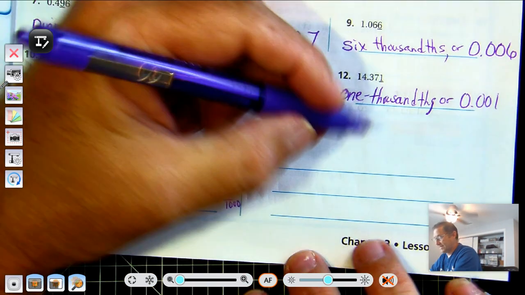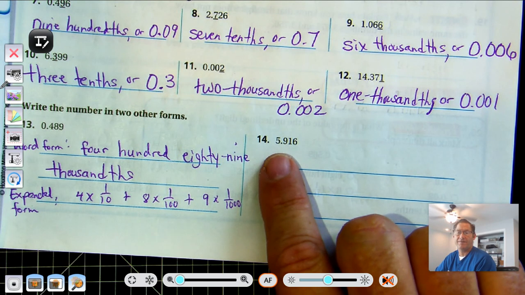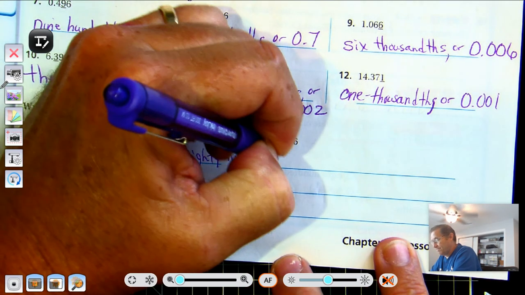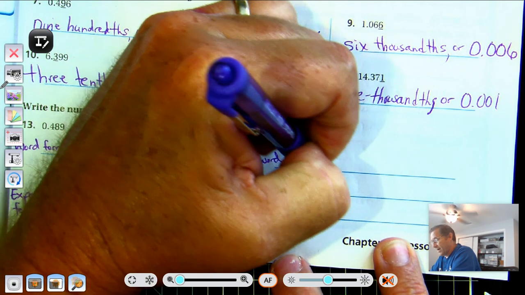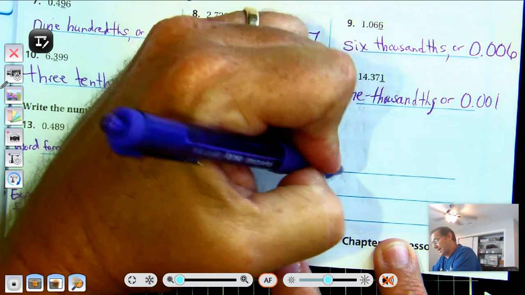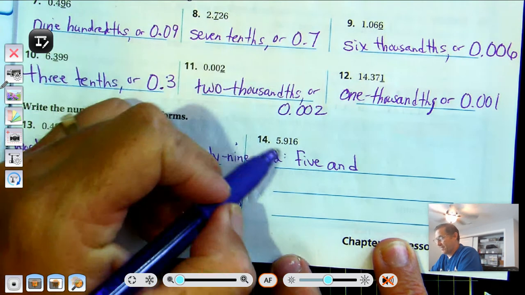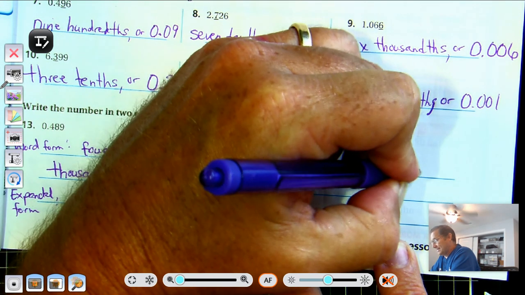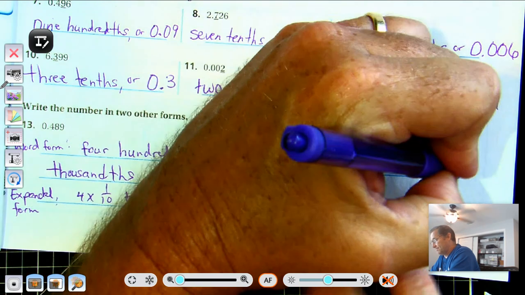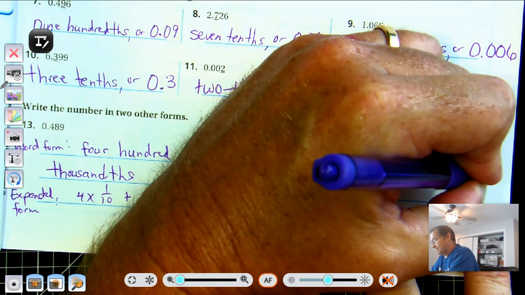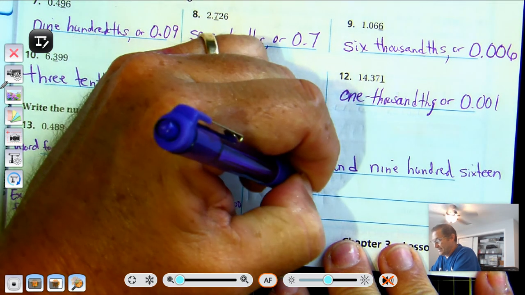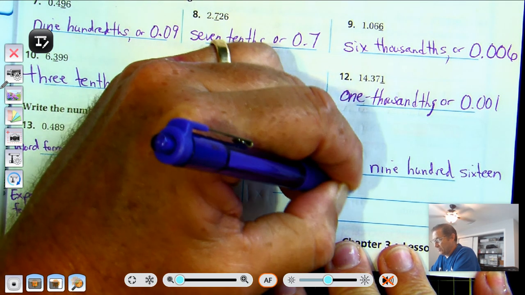Okay, number 14, standard form, 5 and 916 thousandths. Word form, 5 and 916. The 6 is in the thousandths place, so 916 thousandths.